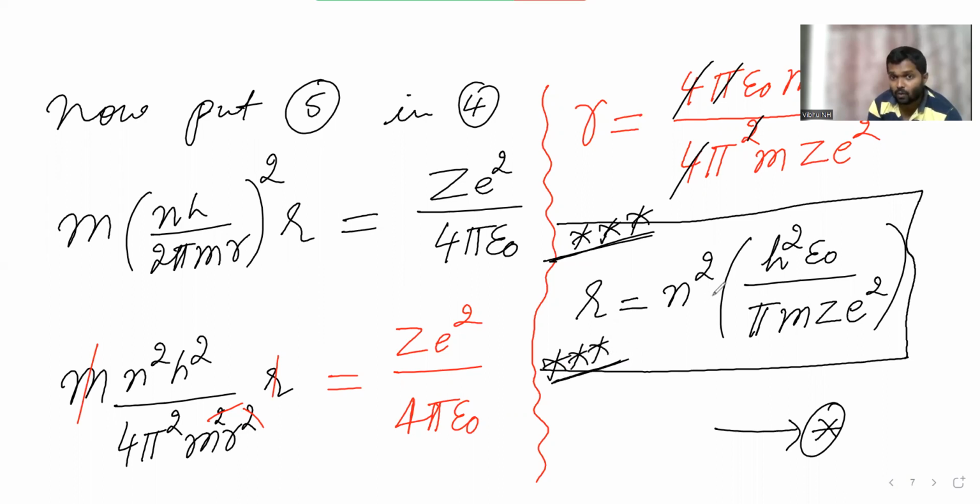Remember this. R equals n square, n is the orbit number. H is the Planck's constant. Epsilon naught is the permittivity of free space. Pi is constant. M is the mass of the electron. Z is the atomic number. E is the charge of the electron.